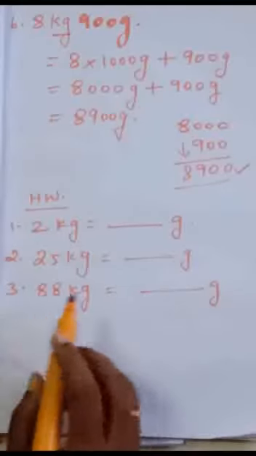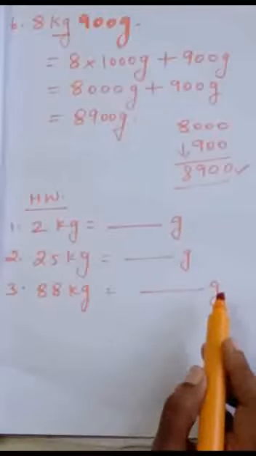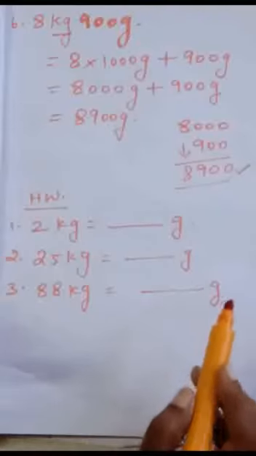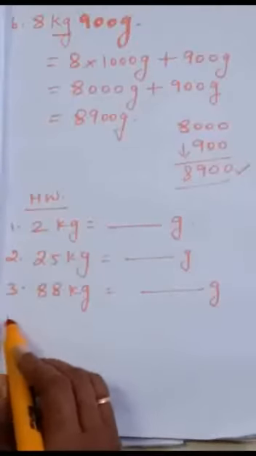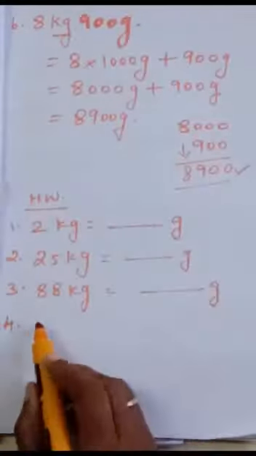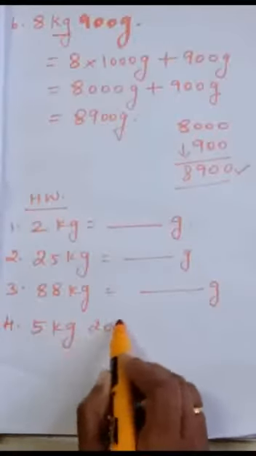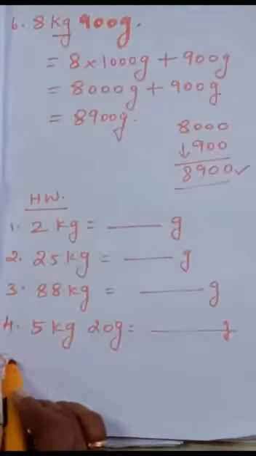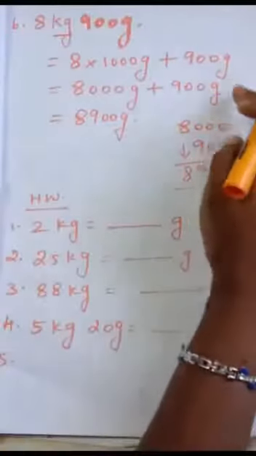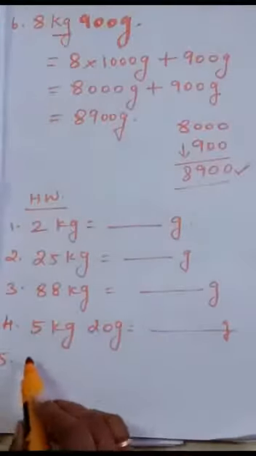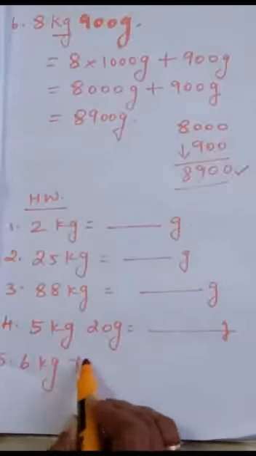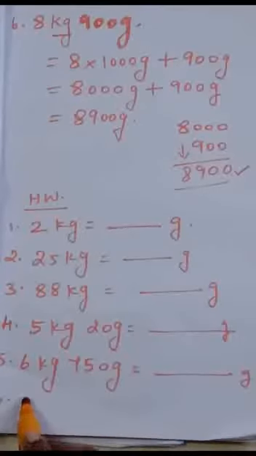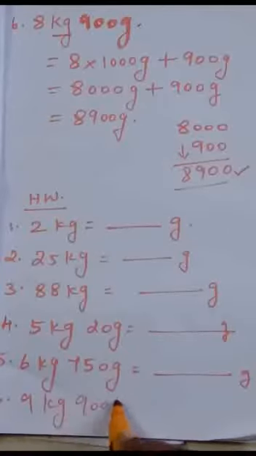That same model. The question is given in kilogram. Answer you have to convert into what? Gram. Fine. Next, 4th sum. This model. 5 kg 20 gram. Completely you have to convert into what? Gram. With the steps. We have to follow all these steps. You have to do this. Next. 6 kg 750 gram. Right? Complete grams. Final sum 9 kg 900 gram.